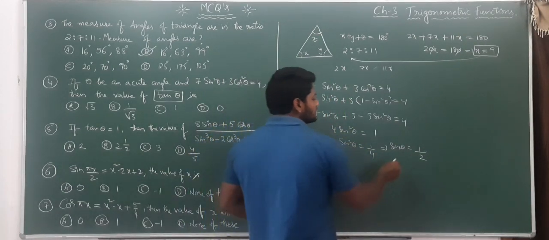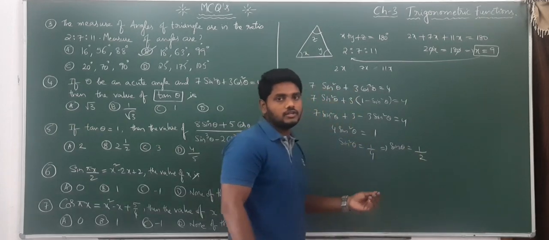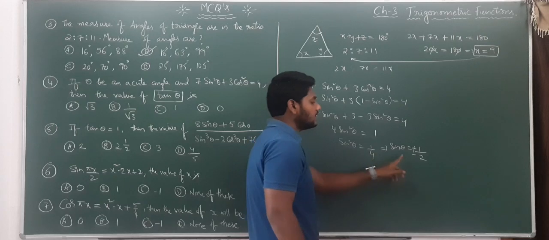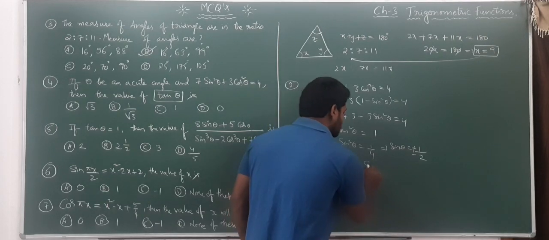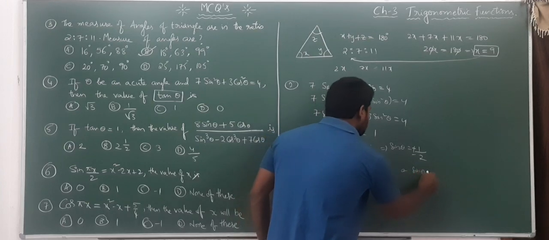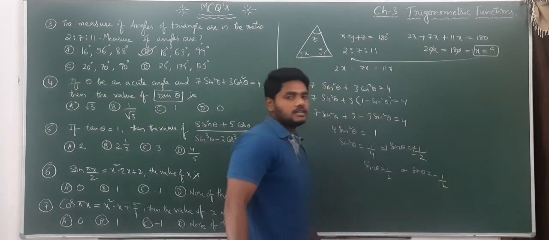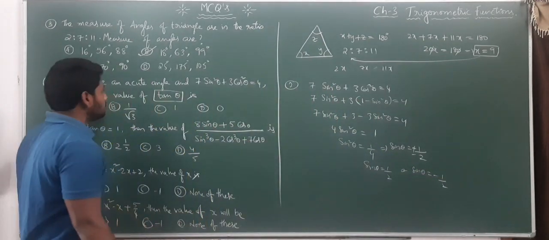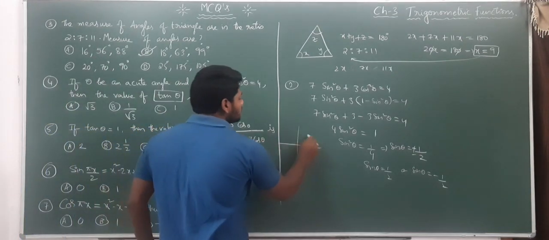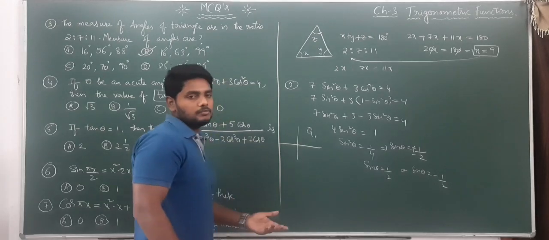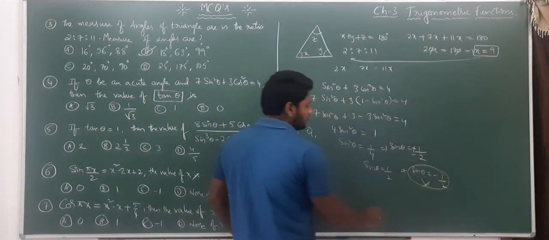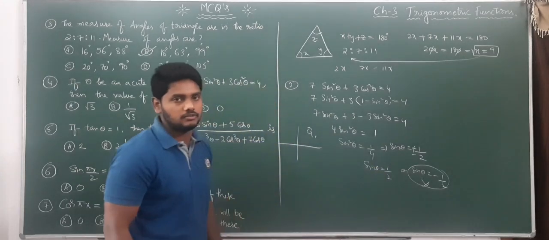Here we will get plus or minus 1 by 2. Nothing but sinθ equal to 1 by 2 or sinθ is equal to minus 1 by 2. But the given condition is that θ is an acute angle. Acute means less than 90, which means in the first quadrant. In the first quadrant all are positive. There is no chance of negative, so this condition we won't take. We will take only sinθ equal to 1 by 2.